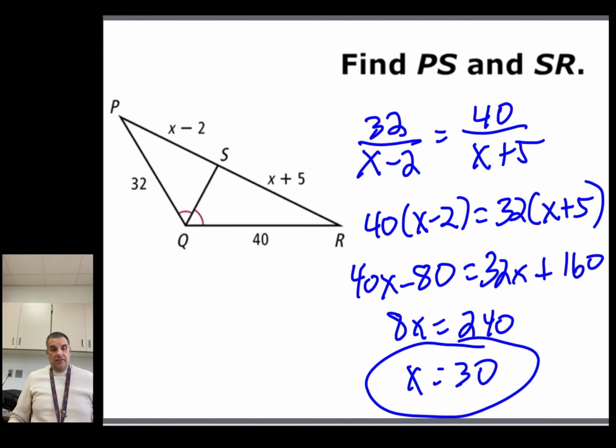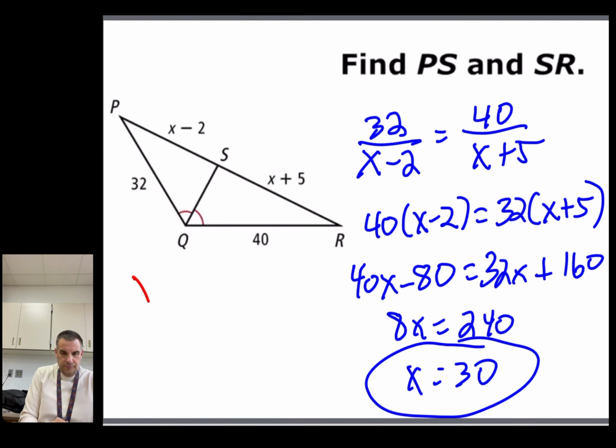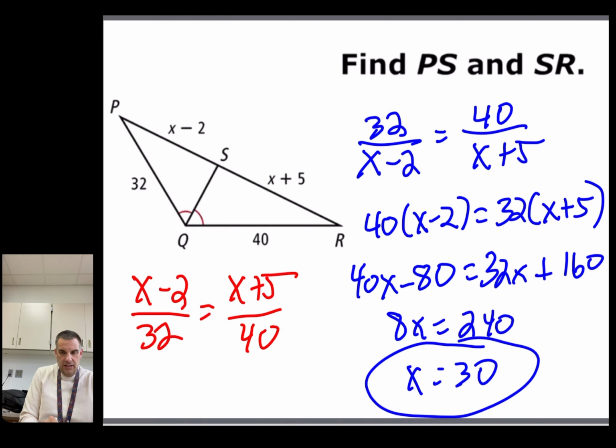Okay, so you should have got 30. Now, again, it's one of those things. If you went x minus 2 over 32 and then put x plus 5 over 40, it's the same thing. So you just got to be careful. Make sure you put corresponding sides on the top and corresponding sides on the bottom, and you should be good to go with this.